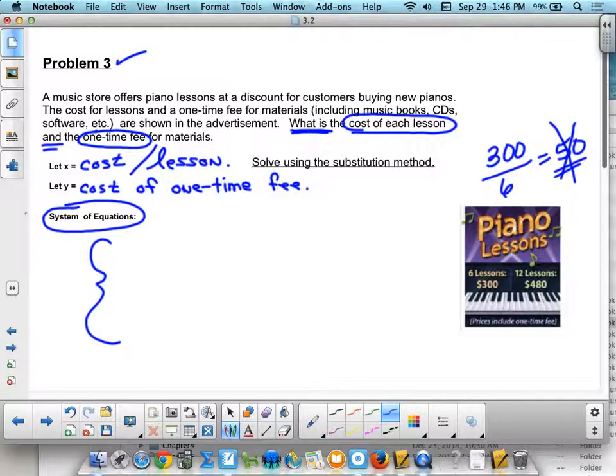I got one person who got it right up here. Hey, this is the hardest part of this problem. Writing the 2 equations is by far the hardest part. You got it? Boom, boom, boom.